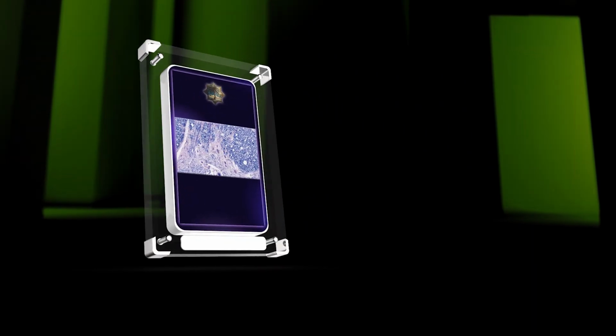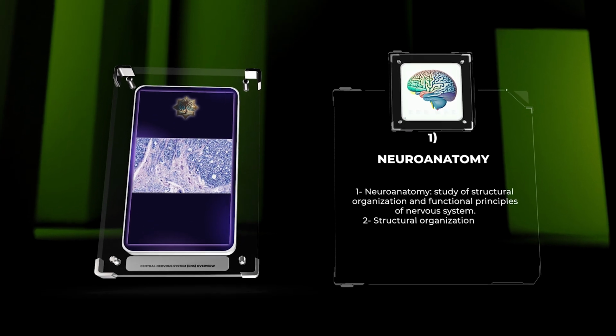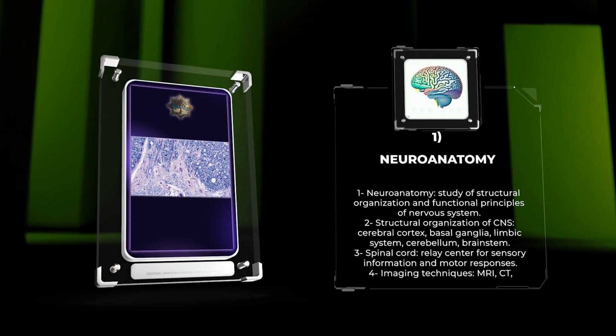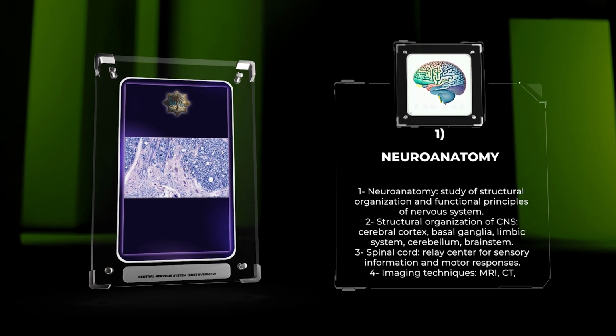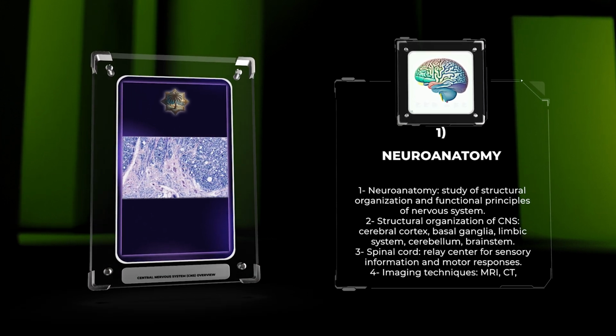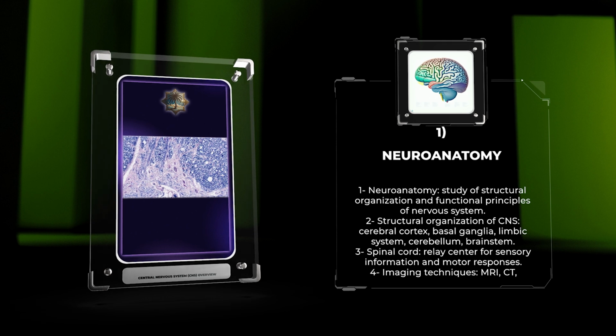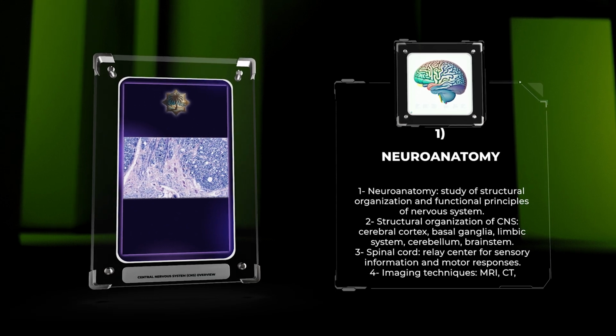Neuroanatomy is the study of the structural organization and functional principles of the nervous system. It encompasses the brain, spinal cord, and their numerous connections. The nervous system acts as the control center of the body, coordinating and regulating various physiological and behavioral processes.